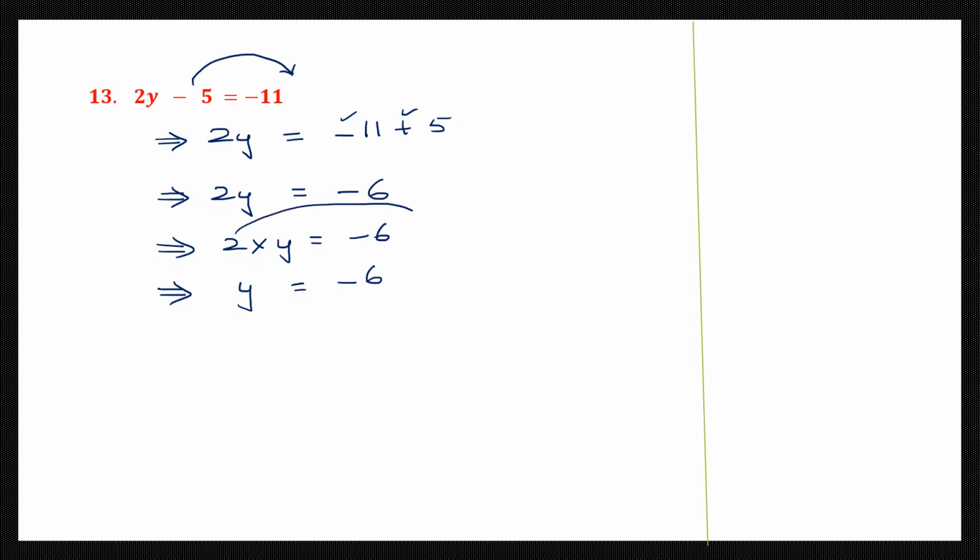So if we have to solve for y, we write minus 6 on the right hand side. We transpose 2 to the right. It becomes division by 2. So this is plus. So let's find out the answer here. Minus into plus is minus. 6 divided by 2. 2 3s are 6. So we have solved for y. Y is equal to minus 3.